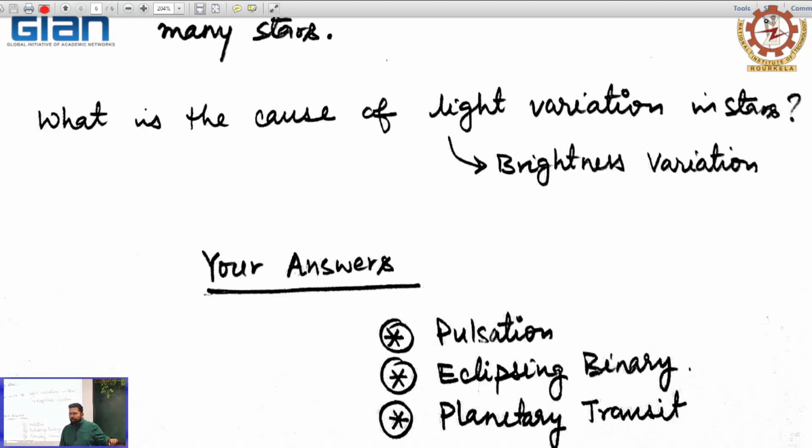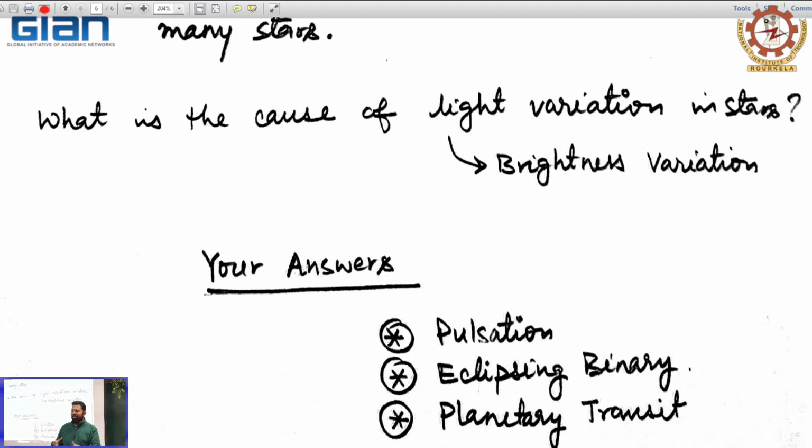Okay, so pulsation: do you think that it is an intrinsic variation, or is it an extrinsic variation? What if you try to find out, in terms of intrinsic or extrinsic property, the nature of the variation?